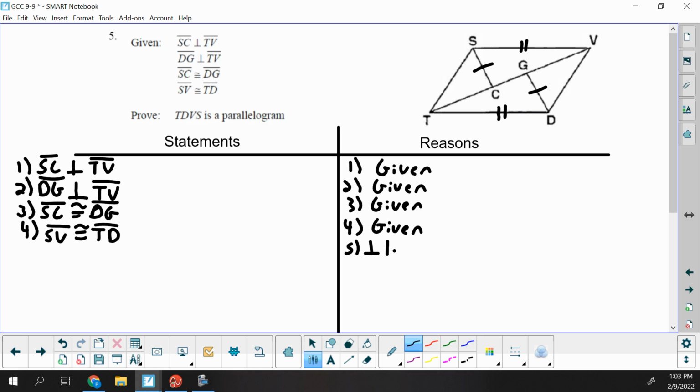Let's do perpendicular lines implies right angles. SC and TV meet up here, so we'll call those 1 and 2. EG and TV meet up here, so we'll call those 3 and 4. We don't know which ones we will need, so let's just list them all. So we'll say angle 1, angle 2, angle 3, angle 4 are right.